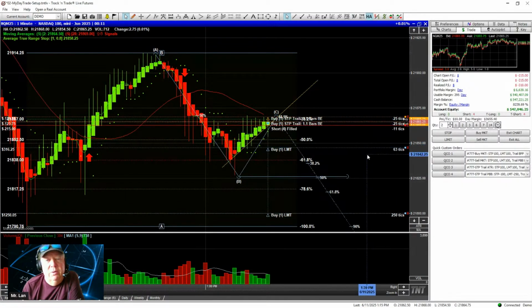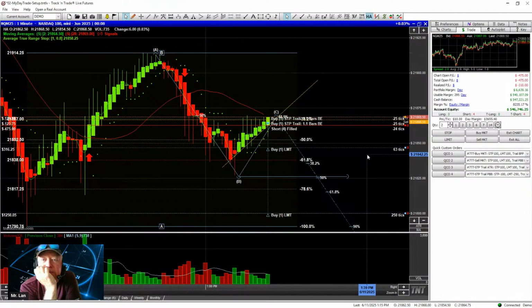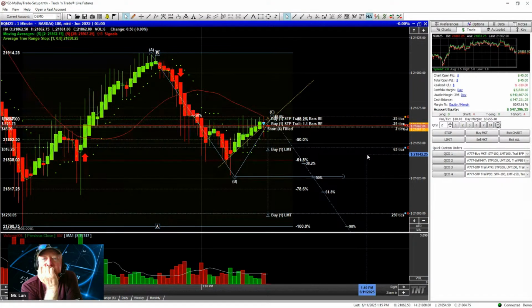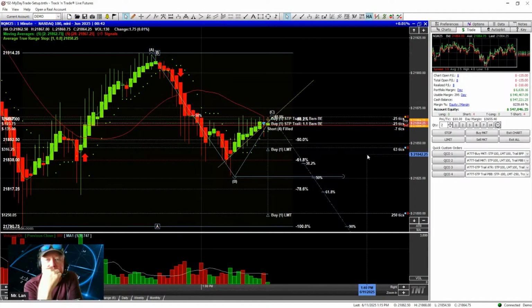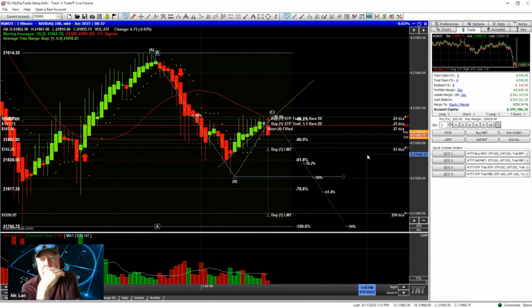Come on, drop, you rotten little dog. Nope, it's going to do it again. There we go. That's a pretty red bar. Red's what we like right now. It's being very indecisive, isn't it? Come on. There we go.